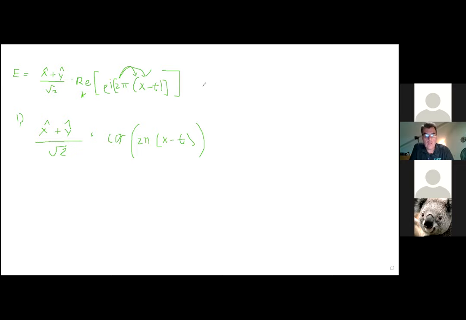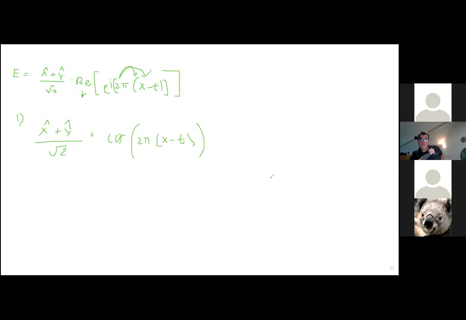Mm-hmm. Here's the issue. I usually write it a little bit different. So I have cosine 2 pi x times cosine 2 pi t. You have cosine times cosine? Yeah, so one of them. Why do you have cosine times cosine?